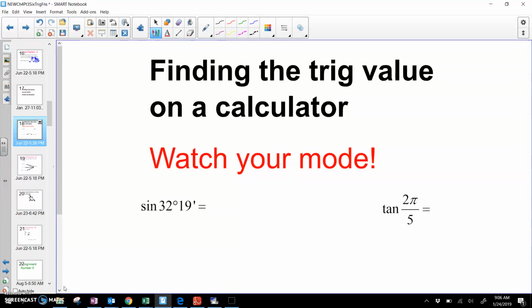So it says finding the trig value on a calculator, watch your mode. That's critical. Once again, I can only show you how to change the mode on the Inspire on the computer. So if you're using a scientific, I need you to listen carefully. And when I get back, I will show you guys how to do this. But for every problem, if it's in degrees, you need to have your calculator in degrees. If it's in radians, you need to have your calculator in radians. And remember, the biggest thing you're looking for is if it has a degree symbol, then it's degrees. If it doesn't, it's in radians.